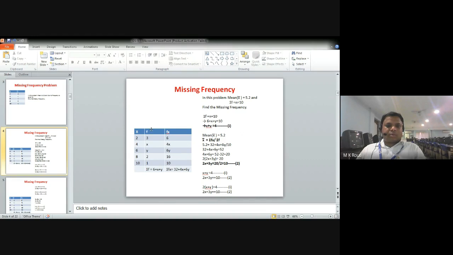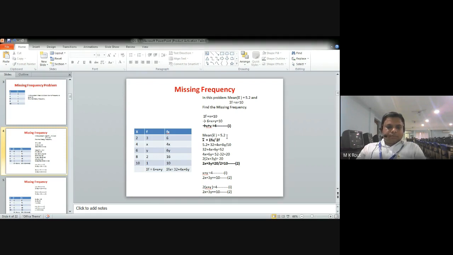I repeat, first you have to calculate the summation of frequency. The summation of frequency is given as 10. So 6 plus x plus y equals 10. If you simplify this one, x plus y is equal to 4. This is equation 1. Similarly, to solve the next one, you have to generate another equation. That means x bar or mean is given as 5.2. In the calculation of mean, summation of fx divided by summation of f, if you simplify this one, gives 2x plus 3y equals 10. We have two equations.